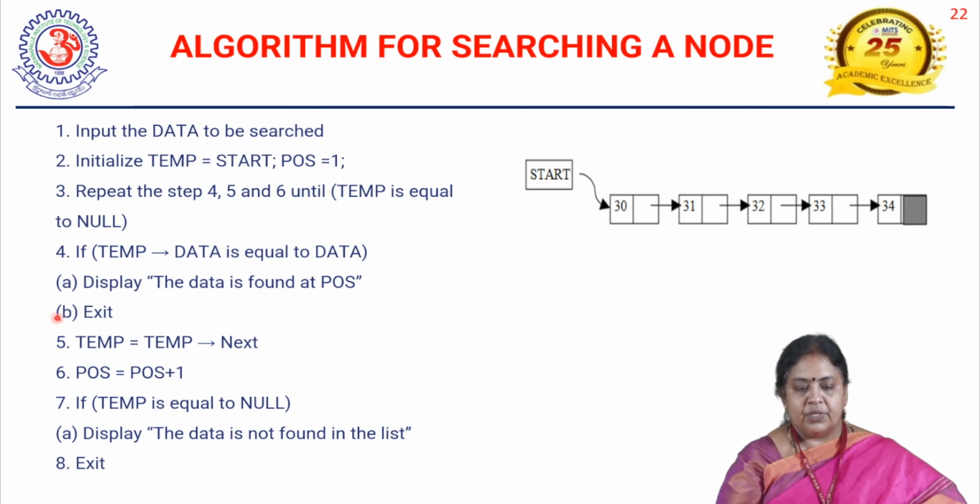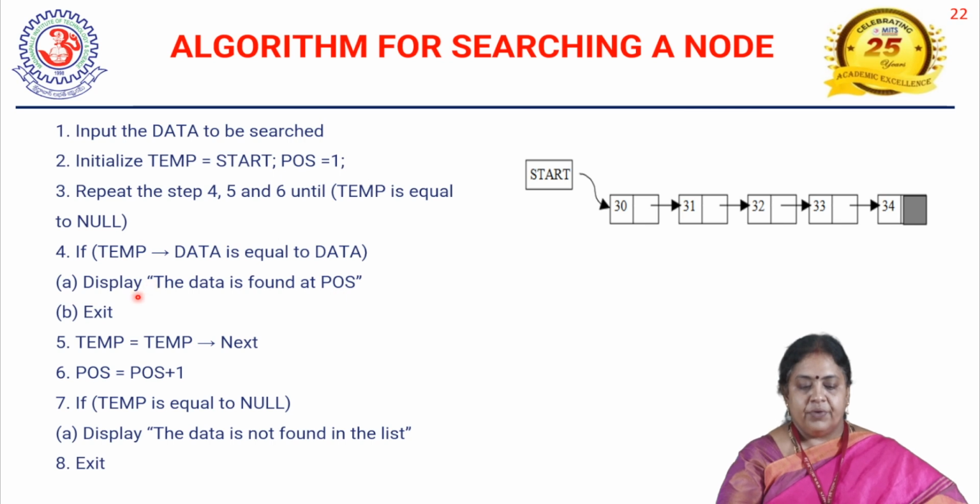Then you are going for this one, that is the fourth one. If temp of data is equal to data, what is temp of data? 32. And you are going to search for 32. That means it is found. If it is found, then we display the message the data is found at position. So what is the position? Position equal to 2. So the message displayed will be: the data is found at position 2.